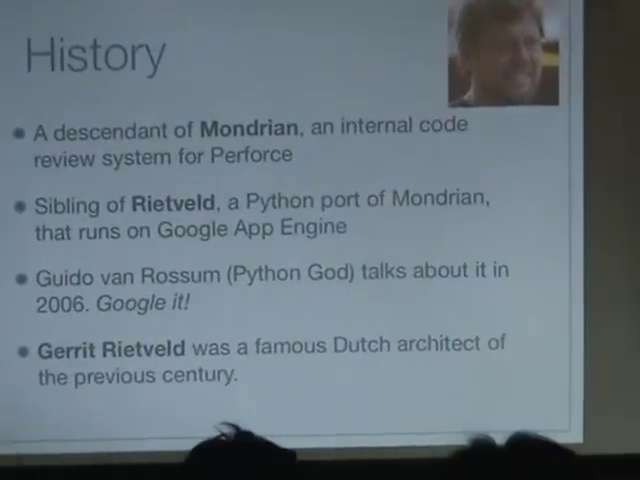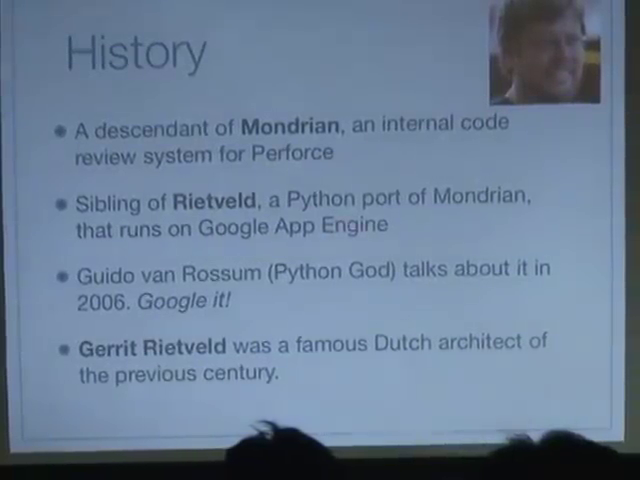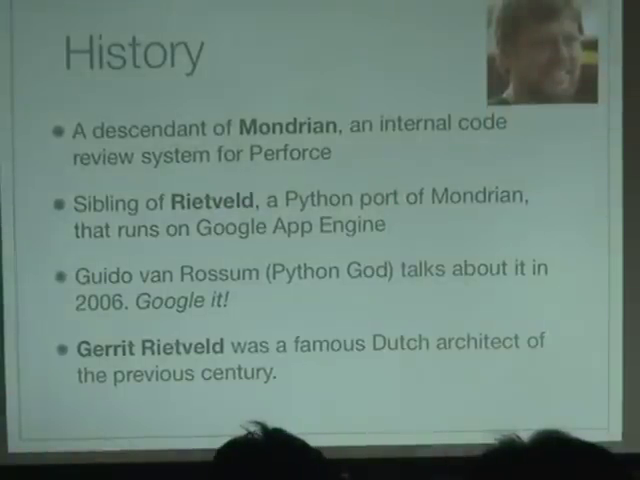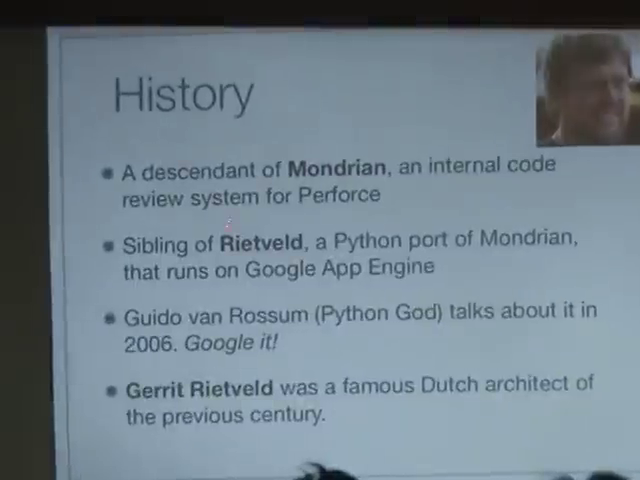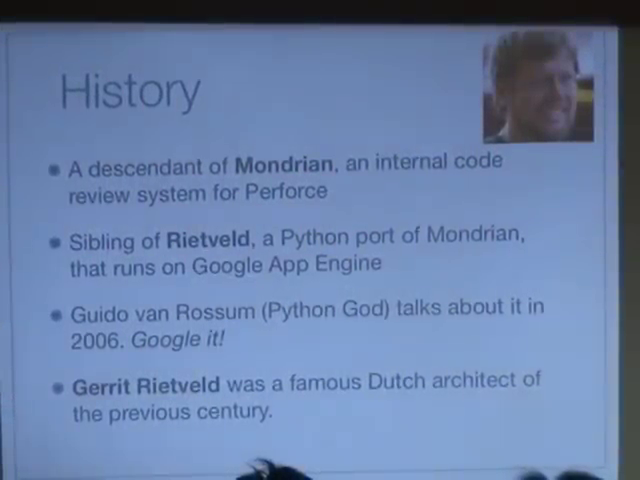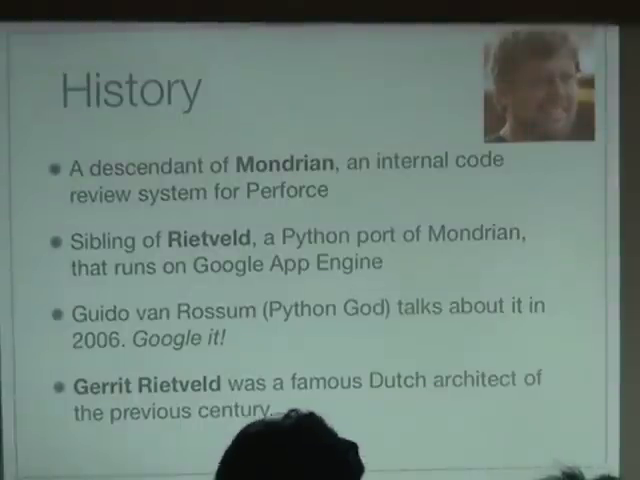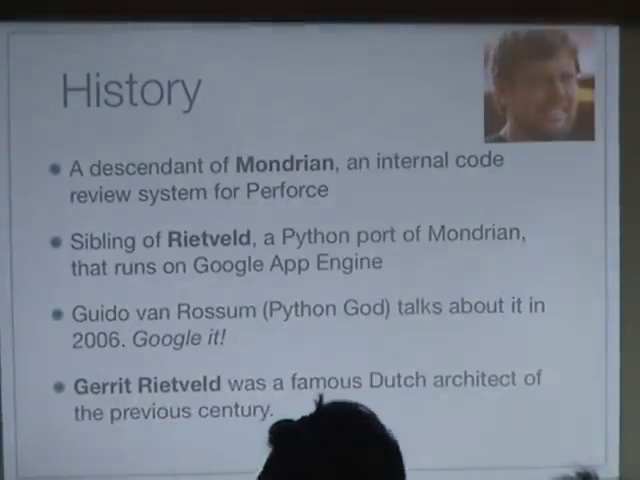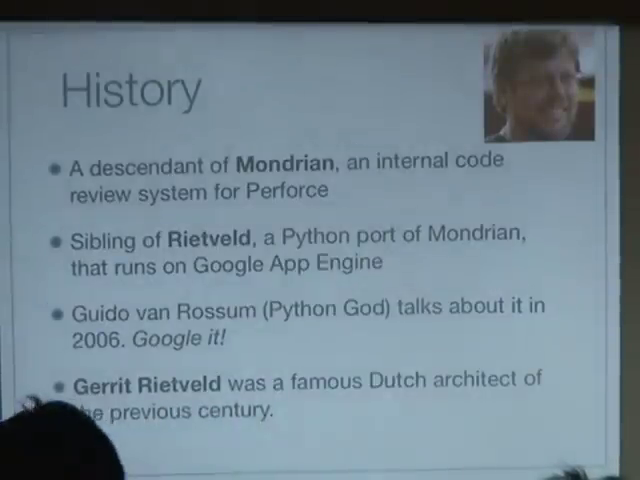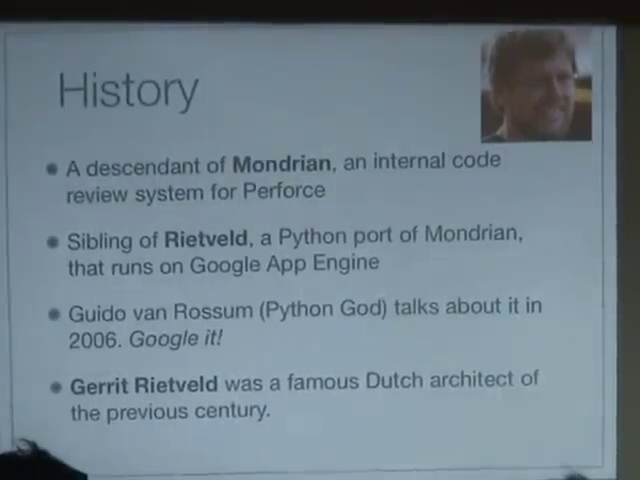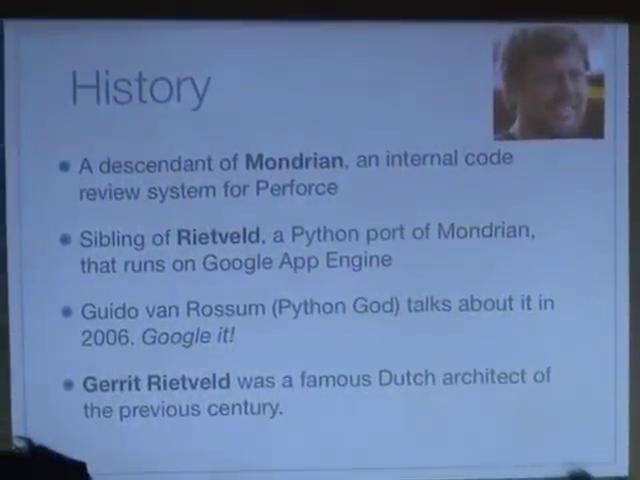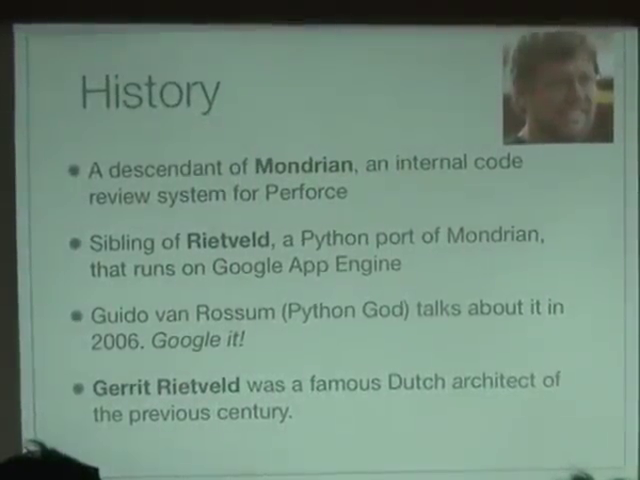The idea was that he wanted to make it open source, but Google did not want to. So he created a different port based on Python, called Rietveld. It was a code review system for SVN. A lot of people wanted to use Git because of the direction at that time, 2006, when they started the Rietveld project. Around two years after that, Google bought Android and open sourced the Android source code.